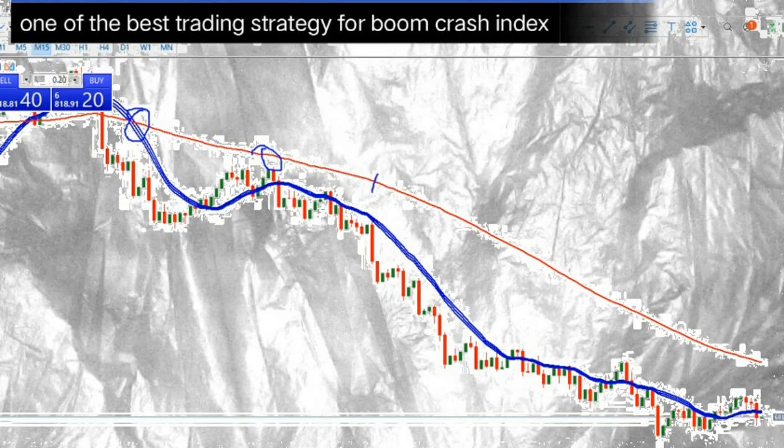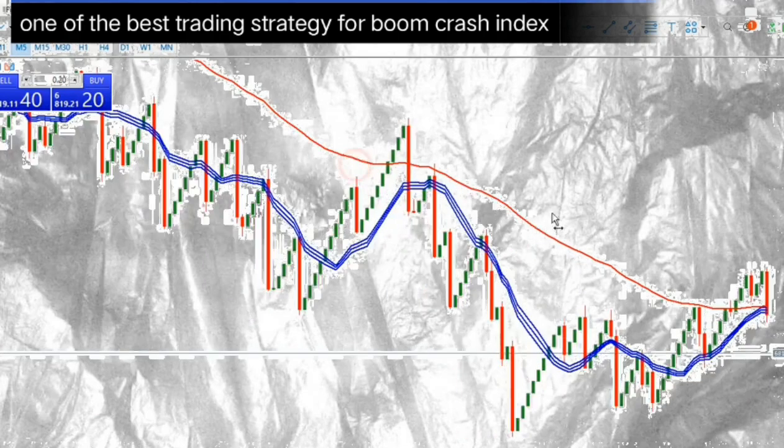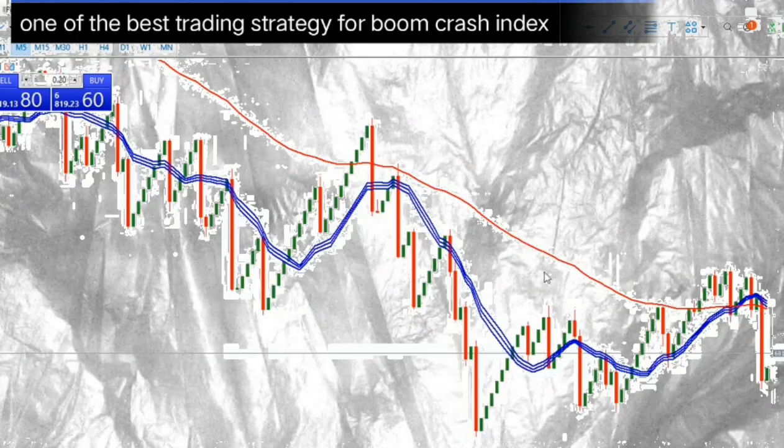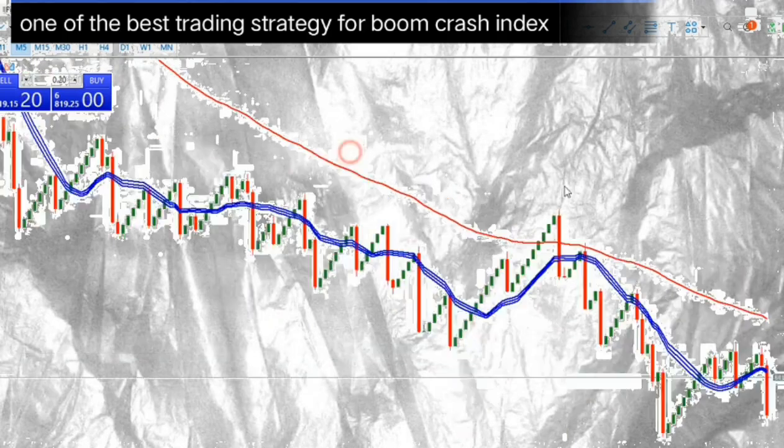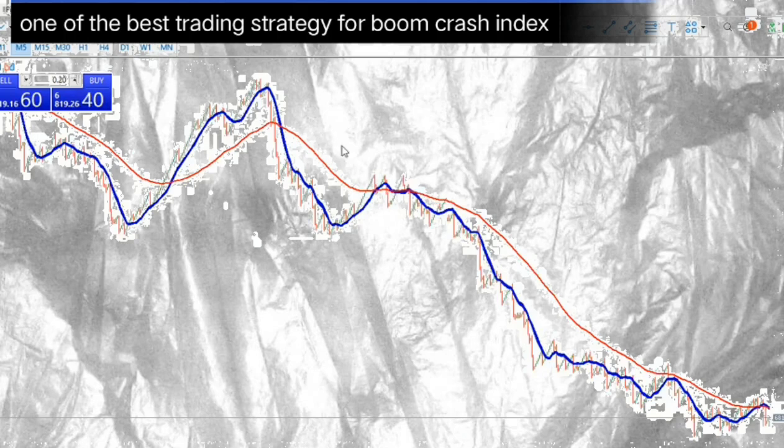Now let's go down to the 5 minutes time frame. This is our 5 minutes time frame. Look at what happened here. Look at what happened when the market crossed. Look at this place. Look at it.